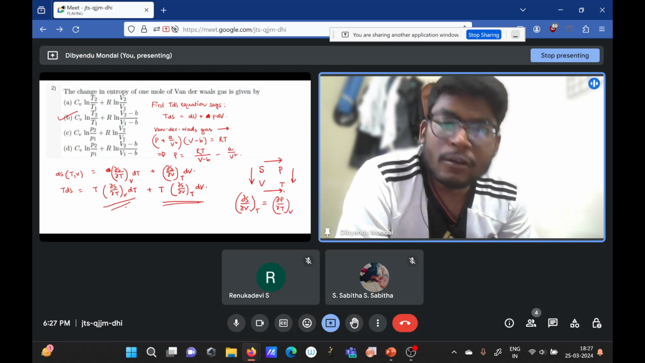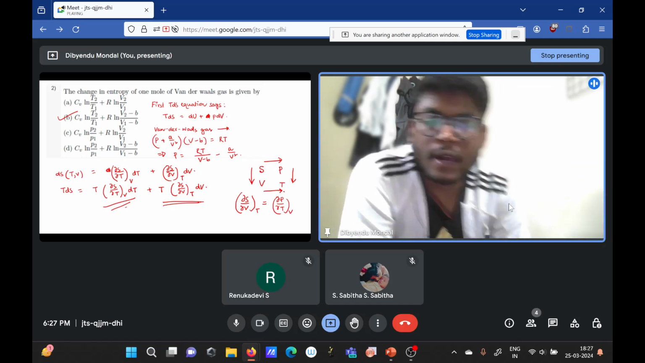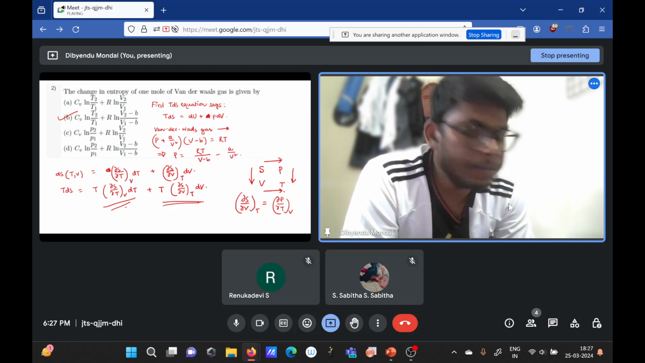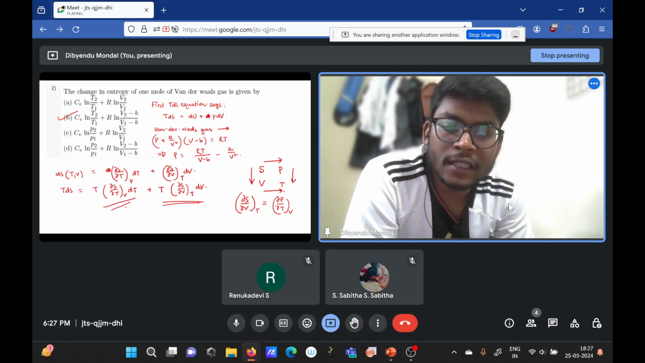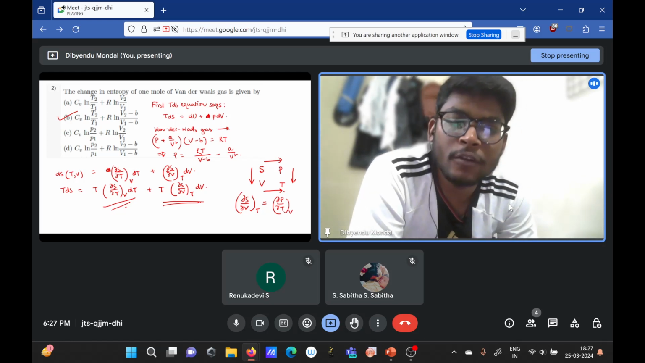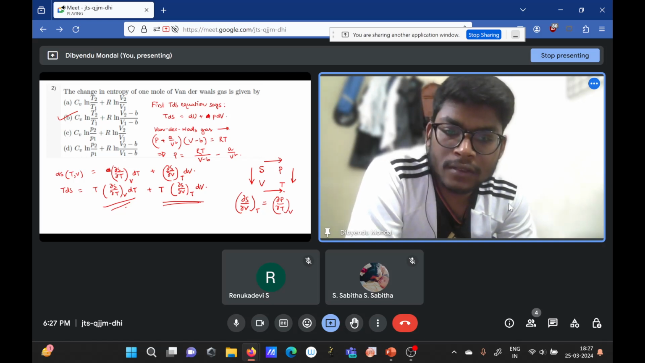Now we will use Maxwell relations. For that I have written the mnemonic diagram at right, where S, P, T, V are written in this fashion. When you are going top to bottom, there will be no negative, but when you are going left to right, there will be positive, and vice versa, there will be negative. So if you go bottom to top, that will be different.